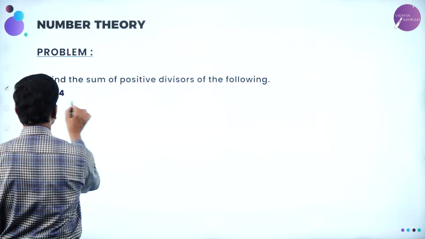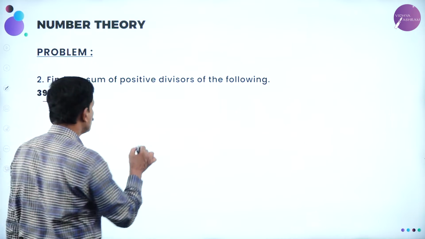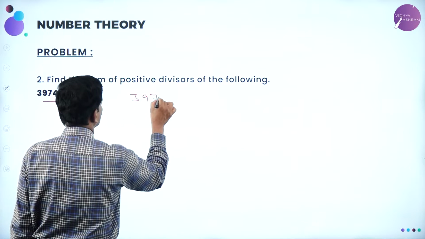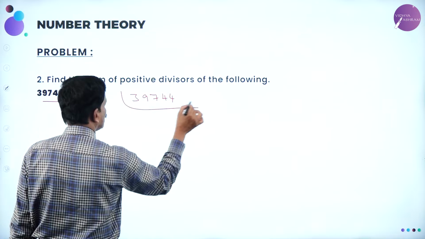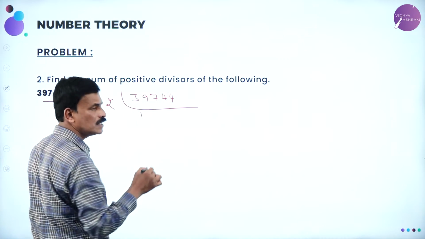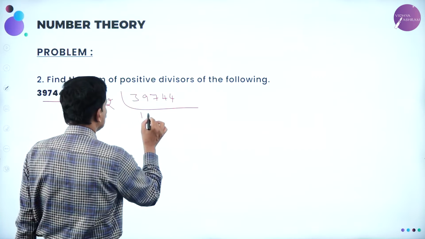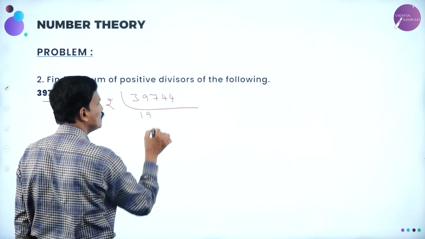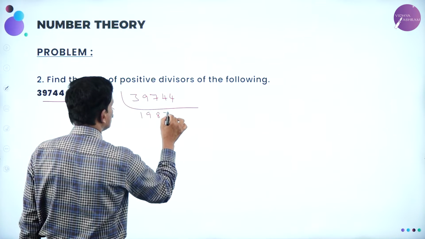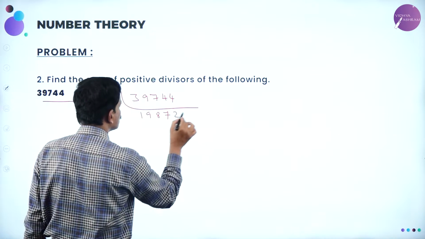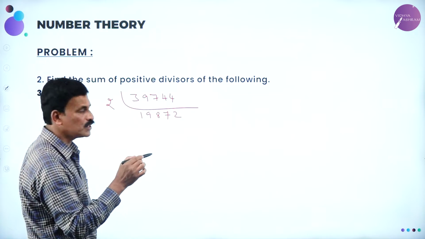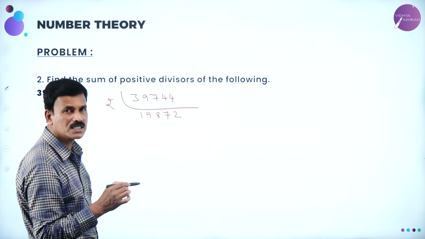Now let us express this in terms of the canonical form. Represent this in canonical form. 39744. Now let us start with 2. 2 ones are 2, 1 is a remainder, 19, 2 nines are 18, 1 is a remainder, 17, 2 eights are 16, 1 is a remainder, 14, 2 sevens are 14. So if you divide 39744 by 2, you will get 19872.